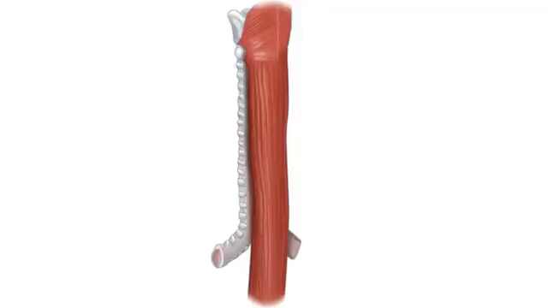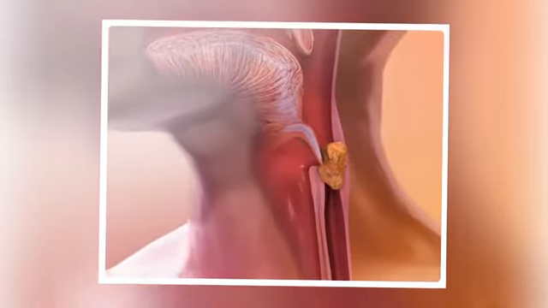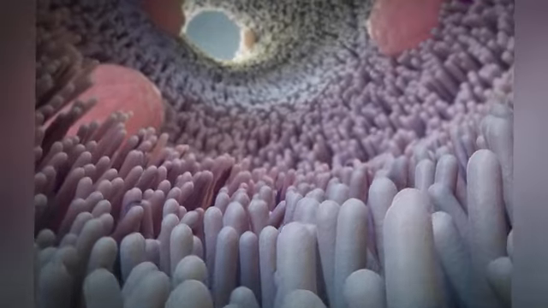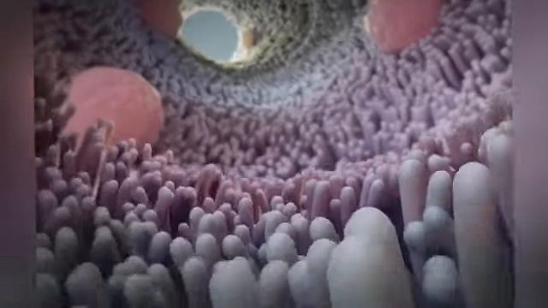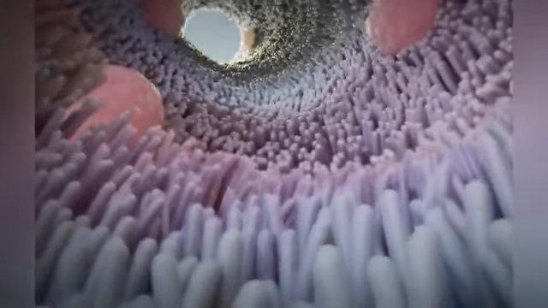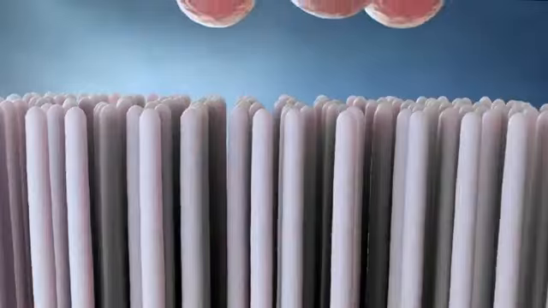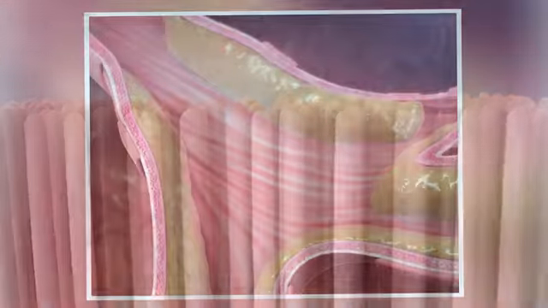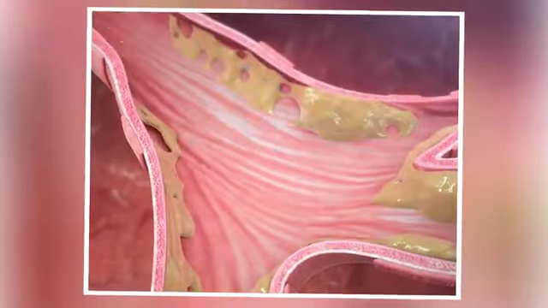The shape of these rings is C-shaped because the esophagus lies right behind the trachea and needs space to expand. There is no cartilage on that back side, only a muscle called the trachealis muscle. The inner lining of the trachea also contains cilia and mucus, just like the nasal cavity. These continuously push dust and other harmful particles upward so they can be expelled out of the body through coughing.